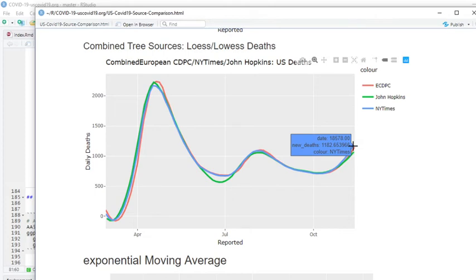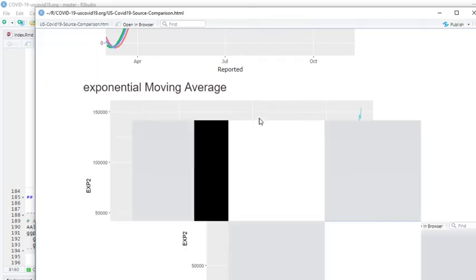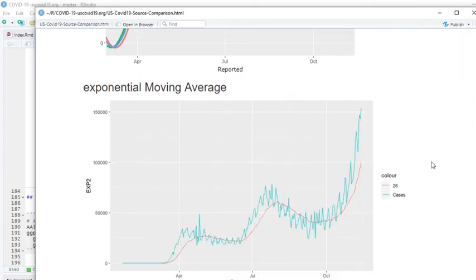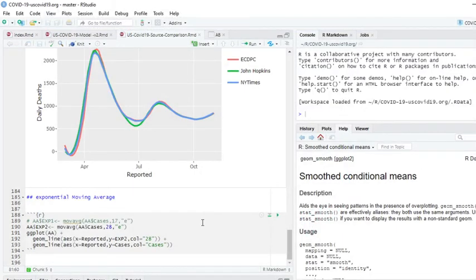Okay, so we still have to average 1,800 a day in order to reach that magic 399,000 number by February 1st. This is just deaths. This is just average cases with a 28-day exponential moving average. Okay, nothing really radical here.